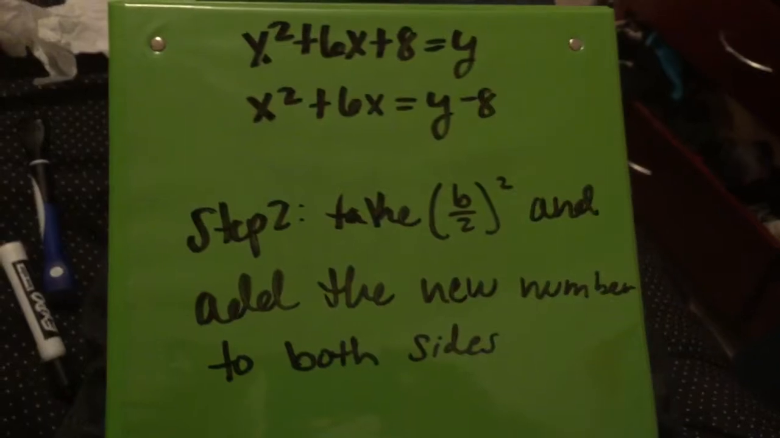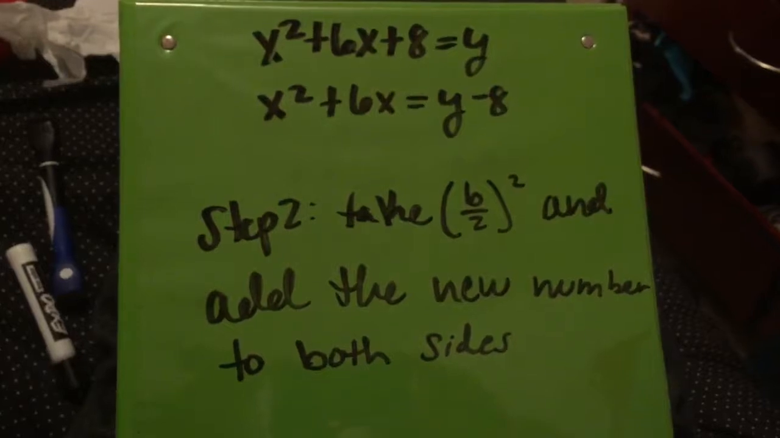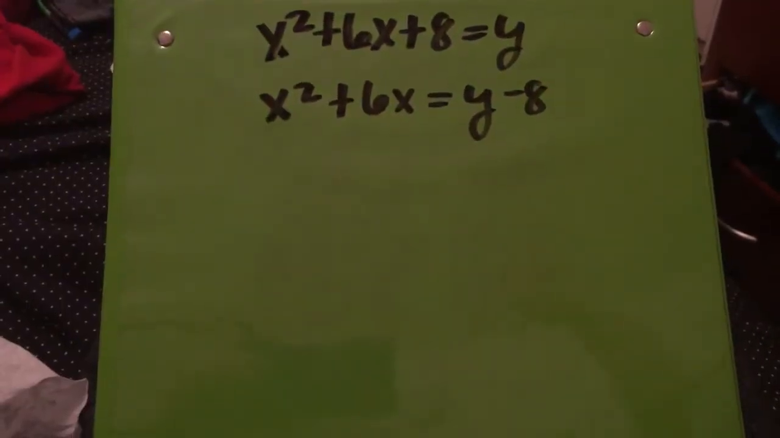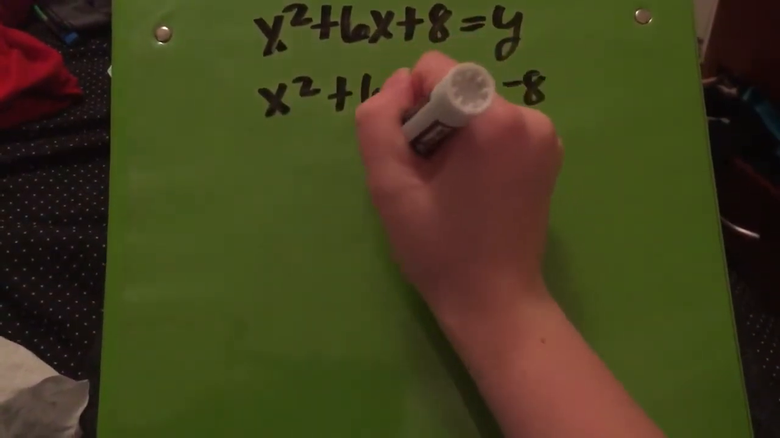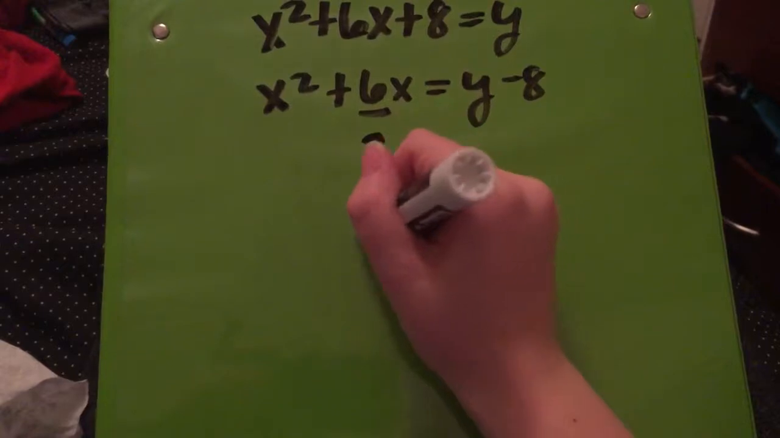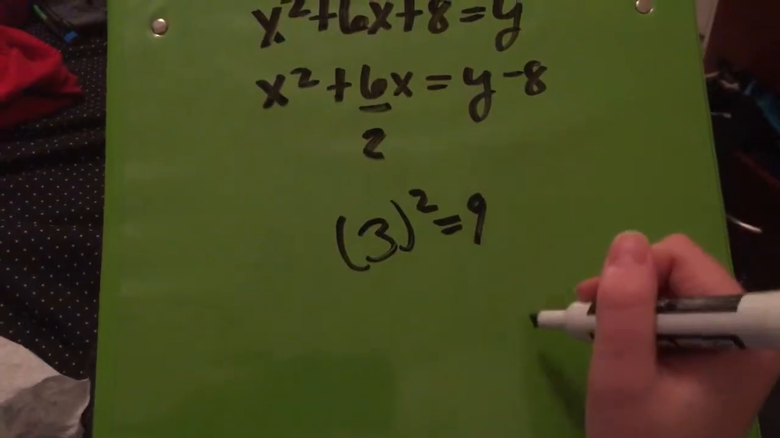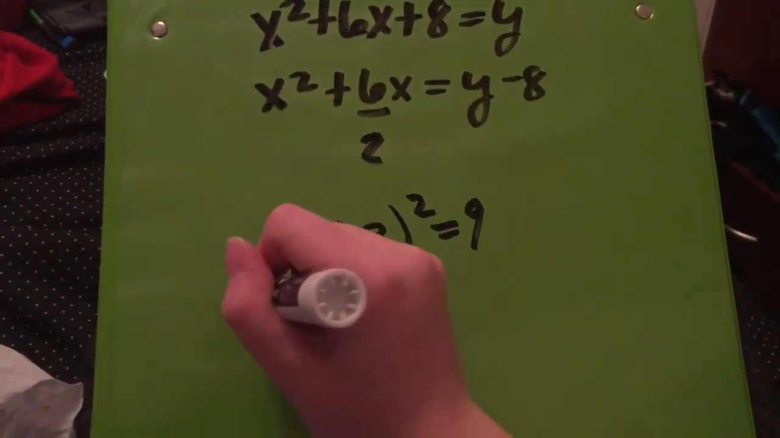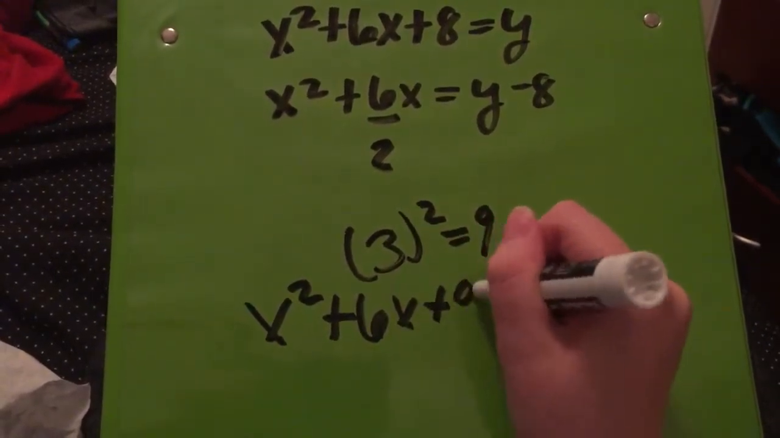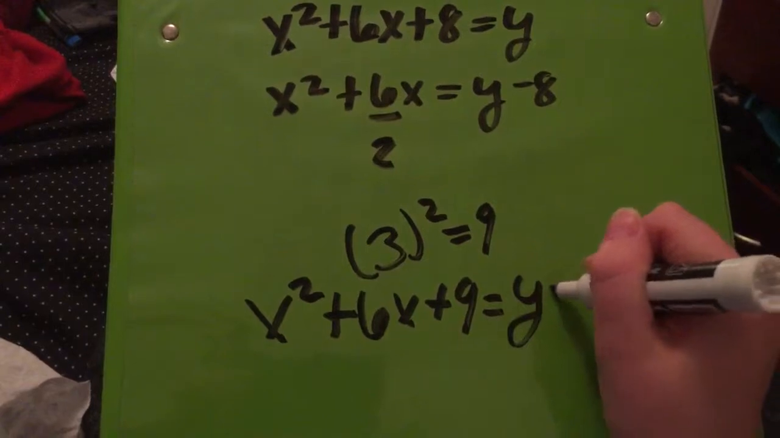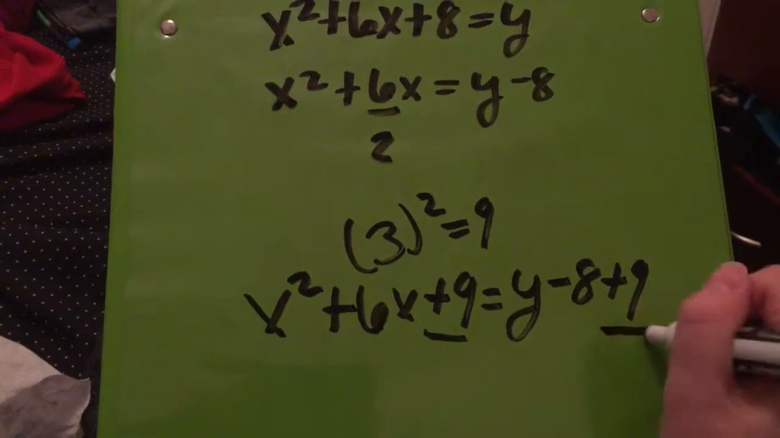Okay, for step 2, you're going to take b divided by 2 squared, and then you'll add that new number to both sides of the equation. Since 6 is your b, you divide 6 by 2, which gives you 3, and then you take 3 squared, which equals 9, and you now add this number to both sides of the equation. So that would look like x squared plus 6x plus 9 equals y minus 8 plus 9. This is step 2.